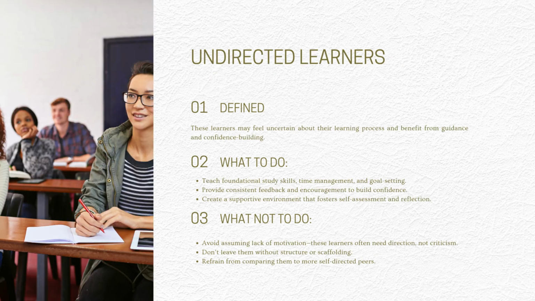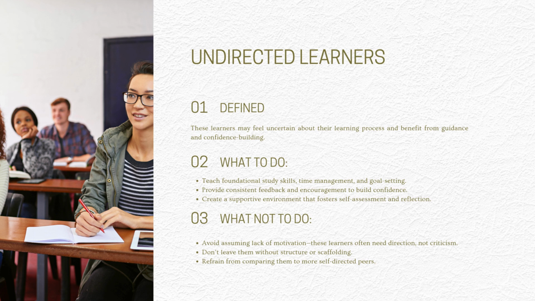Next is our undirected learners. These are learners who are just uncertain. They don't know about their learning process, they don't understand themselves, and they benefit from guidance and confidence building. So, what can you do? Teach some foundational study skills, time management, goal setting. You want to give them feedback and encouragement, build confidence, and create a supportive environment that fosters self assessment and reflection. Remember, the idea is we want to move them into one of these other areas. We want them to really be able to understand.